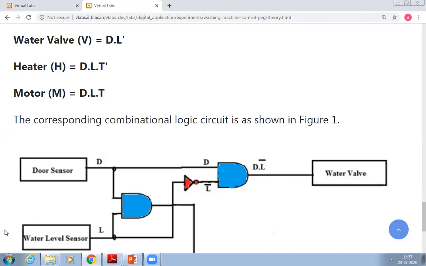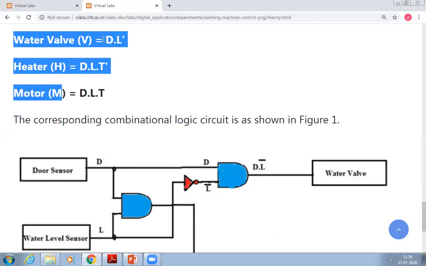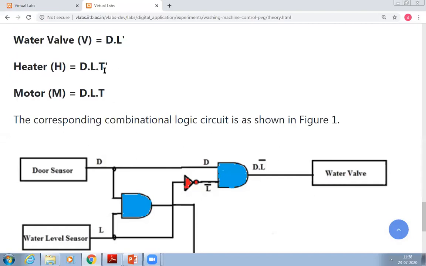Yes, anyone, then I will proceed for this circuit diagram. Okay. So that's fine. Now see, when will the water valve be turned on, when will the heater be turned on, and when will the motor be turned on. So these are three outputs basically, and input is door, level, and temperature. So this is input. So for turn on water valve, what is the condition?